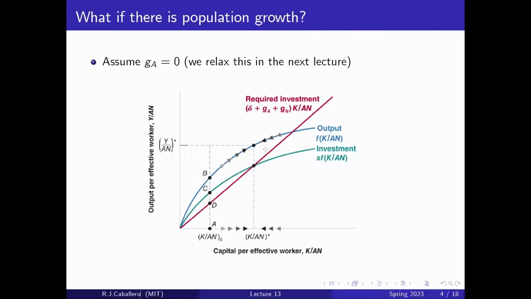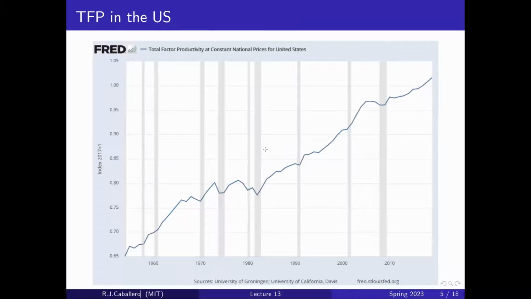So up to now, we don't have a reason to explain why we see that output per worker grows in most economies in the world. And the answer will be this. This is the reason output per worker can grow in a sustained manner. It's that technology is getting better and better over time. So let's now see what this does to the model we have.